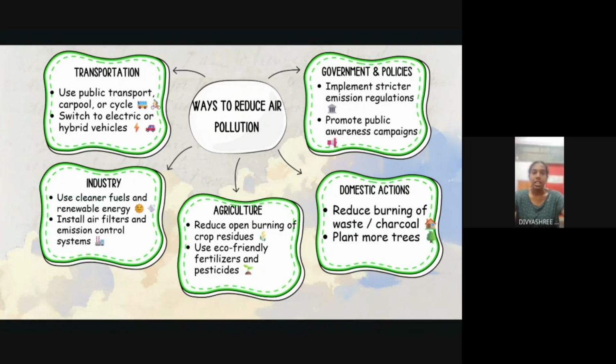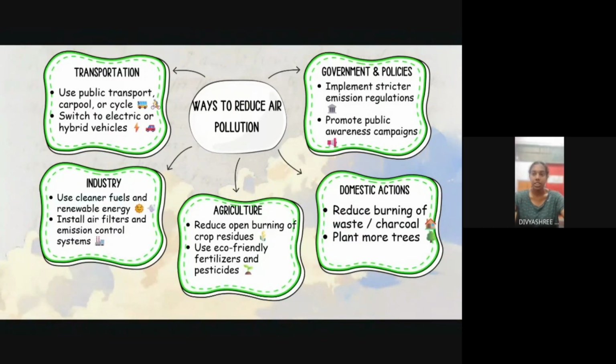Next is industry. Factories should use cleaner fuels and renewable energy sources like solar or wind. Installing air filters and emission control systems can also help to reduce the release of pollutants in the air. As for agriculture, farmers can help by reducing open burning of crop residues. Instead, they can use eco-friendly fertilizer and pesticide that don't harm the air quality.